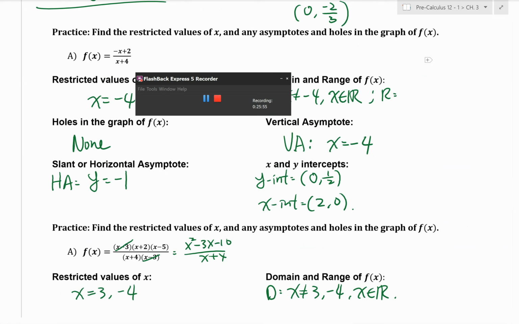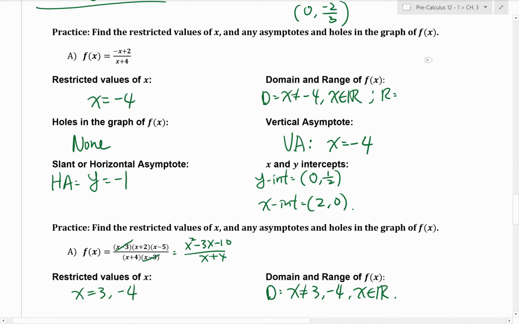Okay, so this video is going to be long if I don't give you the answer right now and go over the whole thing. I'm just going to quickly read it over. The restricted value is -4. You can see the denominator cannot equal 0. Hence, the domain cannot equal -4, but everything else. The holes, there's none because there's nothing for us to cancel out.